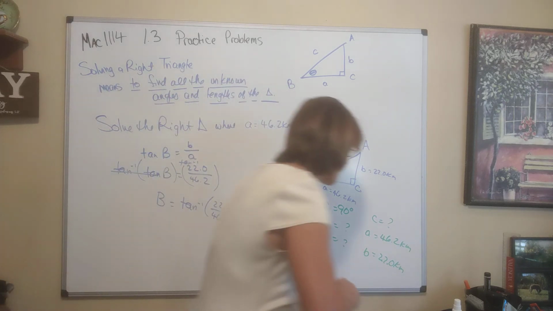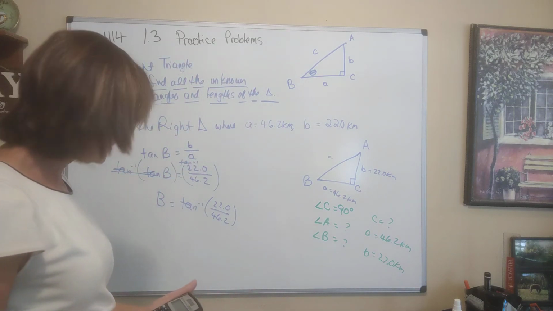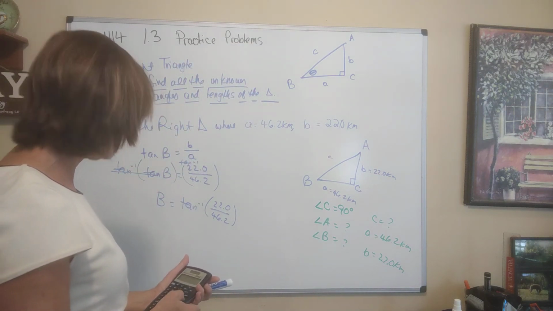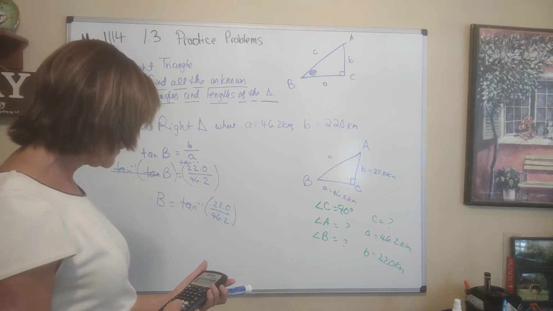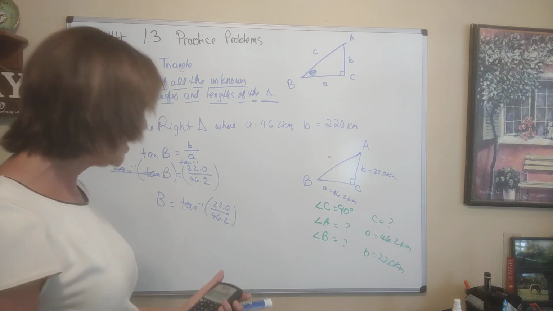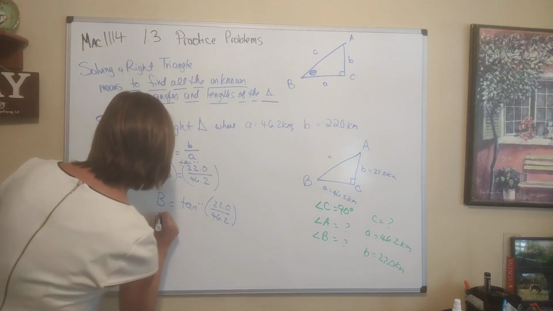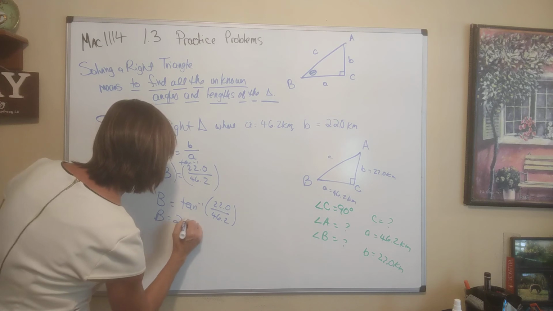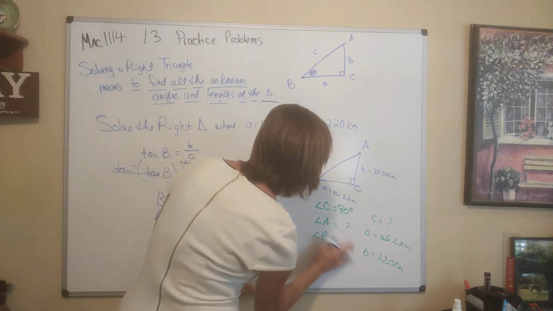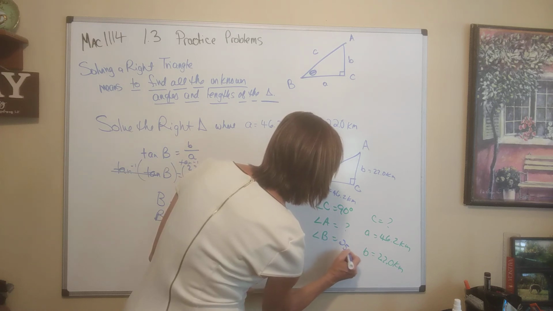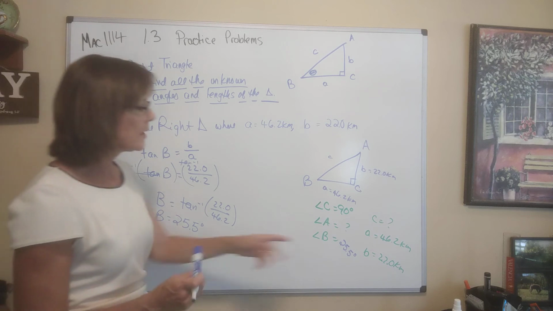So let's do that. In your calculator, hit second, tangent inverse of 22 divided by 46.2. And that gives me an angle of 25.5 degrees. So I know that B is 25.5 degrees. So now we figured out this one, 25.5 degrees.